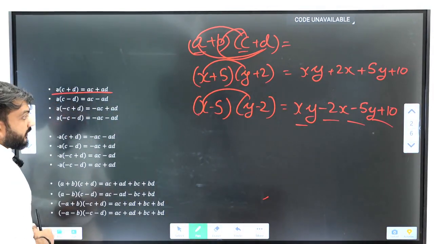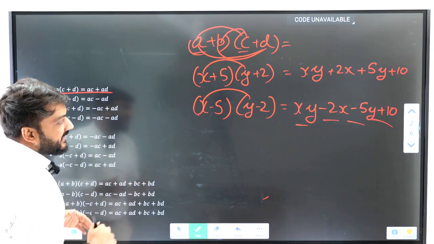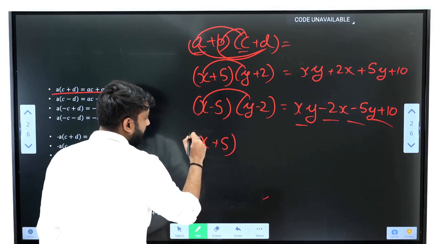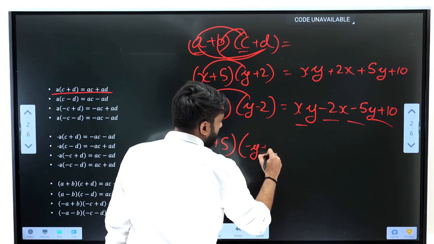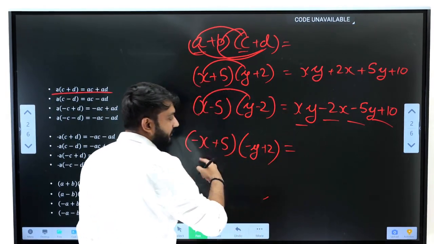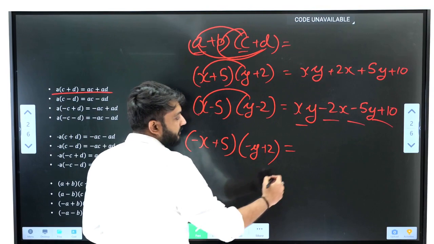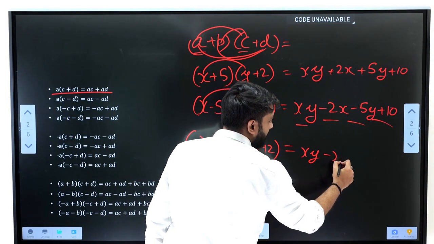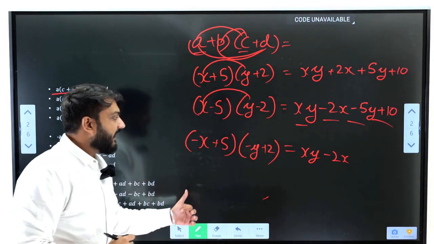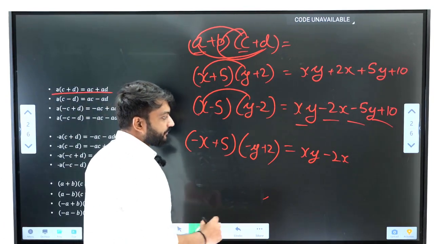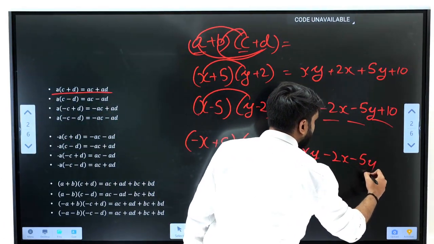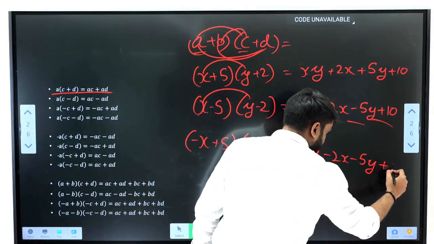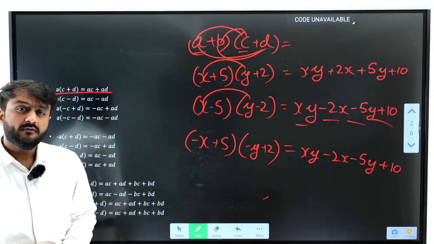Let's look at the third one, where a and c become negative, but b and d remain positive. So this time the x is going to be negative and the y is going to be negative. So negative x into negative y, both the numbers negative again, are going to give me a positive product, which will be xy. Negative x into a positive 2 will give me negative 2x. Positive 5 into negative y will give me negative 5y. And positive 5 into positive 2 will once again give me a positive 10.